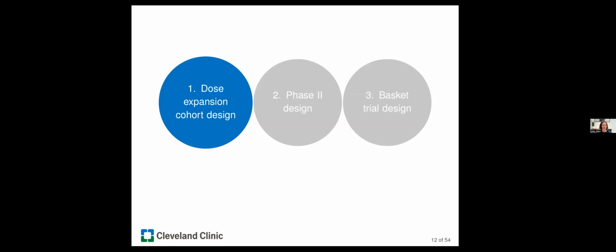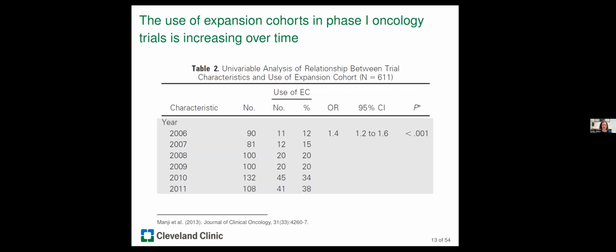So the first area I'll talk about is dose expansion cohort design, which is related to the phase 1 part of this study. So the use of dose expansion cohorts in phase 1 oncology trials is increasing over time, which I mentioned back in the introduction, related to the changing treatment landscape in oncology. And this isn't completely up to date, but in this meta-analysis by Manji et al. that was published in 2013, you can see that the use of expansion cohorts in phase 1 trials increased from 12% in 2006 to 38% in 2011, and I would imagine it's probably only increased further since then.